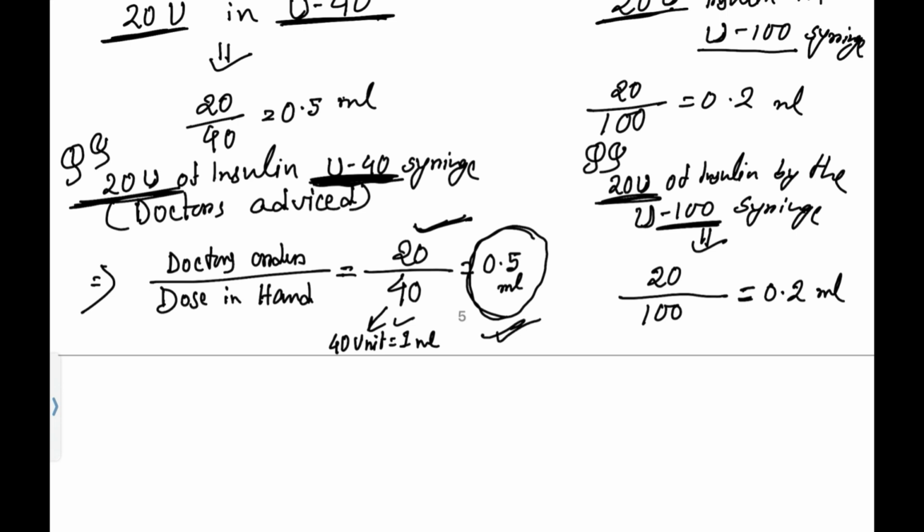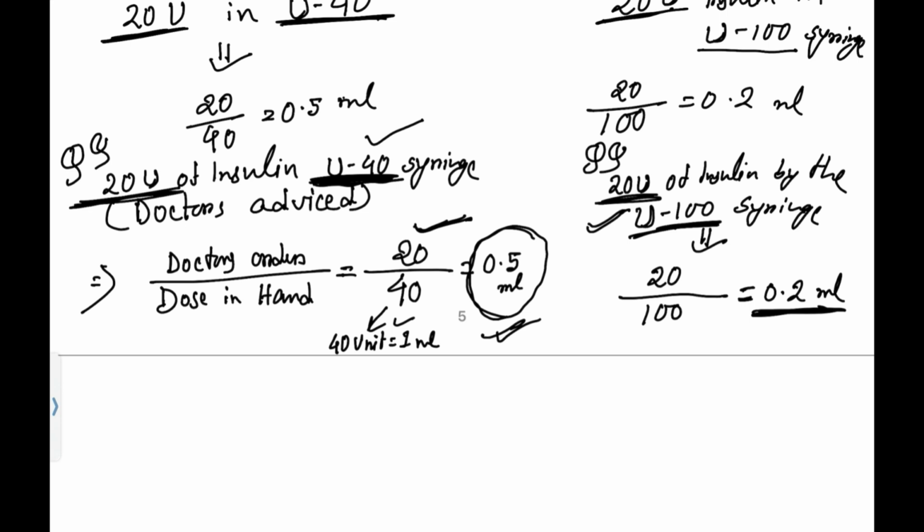But when you are taking a 100 unit insulin syringe, you are getting 0.2 ml. So with the help of two different syringes, you are getting two different answers. Whenever you are giving medications, giving insulin to a particular patient, always match the syringe with the insulin strength. Whether the doctor told you to use a U40 syringe or a U100 syringe, otherwise it may create overdose or underdose.